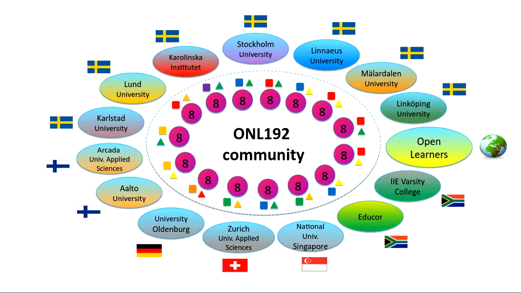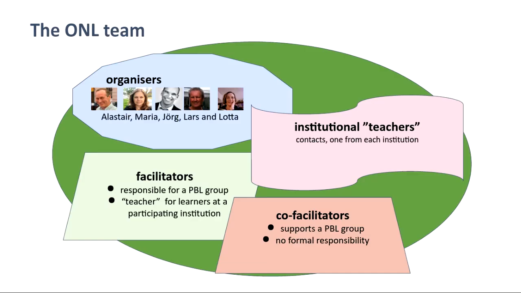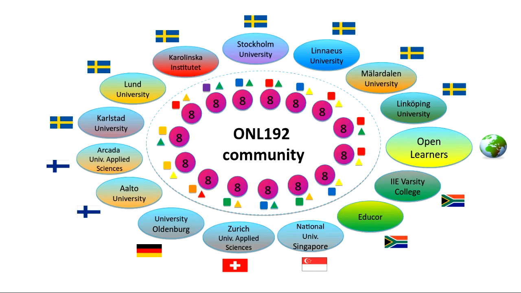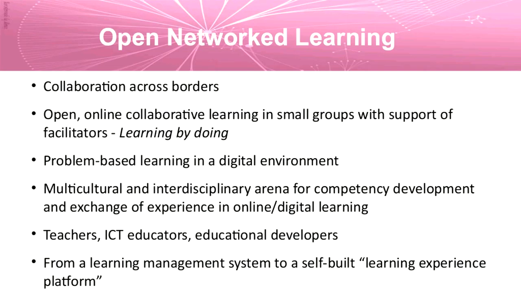So for each PBL group, the circles with this is 8, that's the PBL group. And for each PBL group, there is a facilitator, the square, and then you have a co-facilitator also.